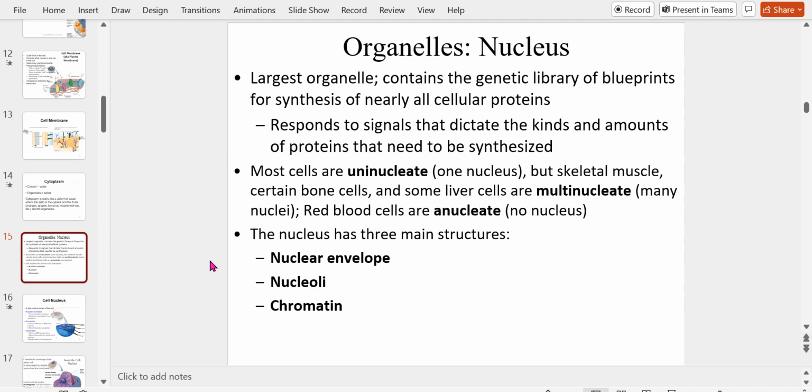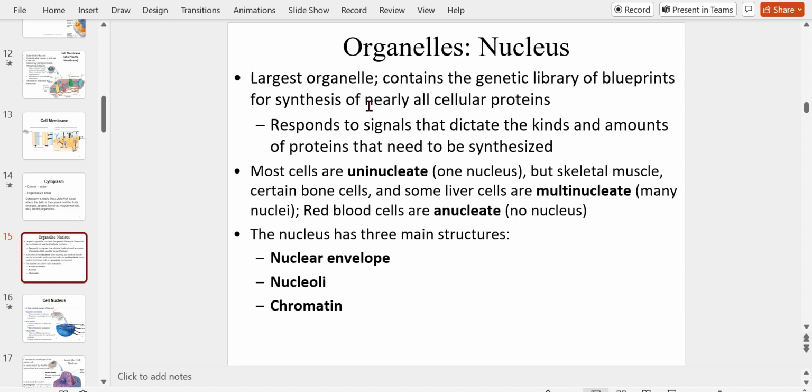The nucleus, the largest of all the organelles, contains the genetic library of blueprints there for synthesis of nearly all cellular protein. And that's one of the big things that we go back to the DNA for, because we can store sugar, we can store fat, but you can't store protein. And we need protein every day. Our hair grows every day, our eyelashes, our eyebrows, our fingernails, toenails. Cartilage needs to be re-updated, and you skin your knee, you need proteins there. You have to have proteins on a daily basis, okay?